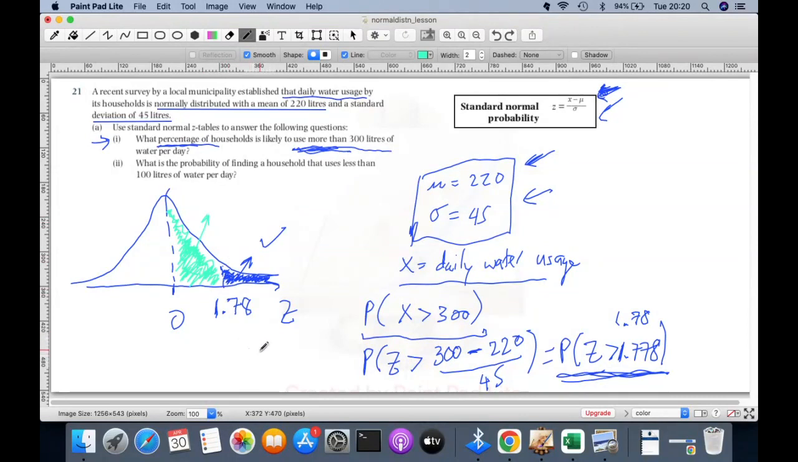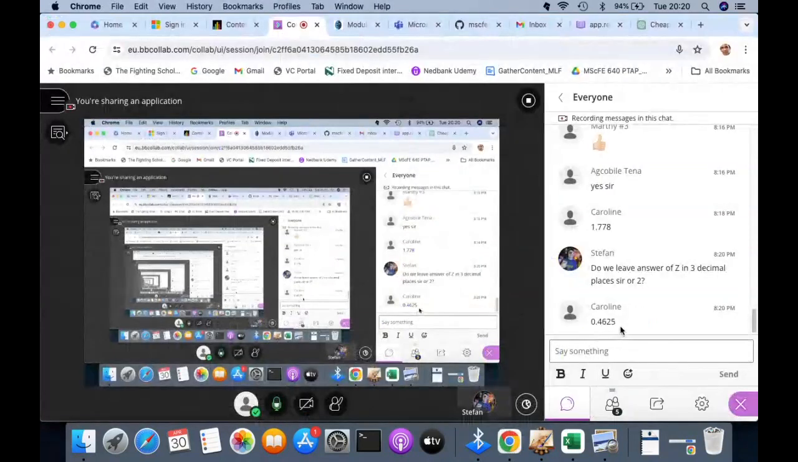Can you give that a shot looking at your table? I'll go to the table. Remember the Z value is 1.78. So here, 1.78 is the cutoff, and I want to know the area, the probability from 0 to 1.78. Everyone's got 0.4625.